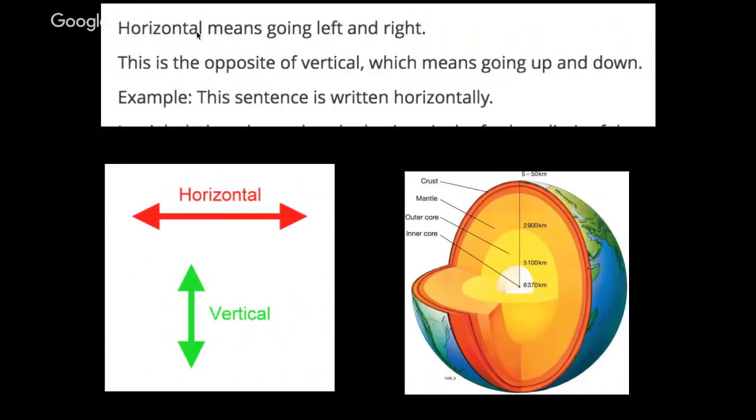Let me keep it moving. Horizontal means going left and right. This is the opposite of vertical, which means going up and down. That's why they never try to show you a three-dimensional earth, because you can't show a three-dimensional flat earth. That don't exist. Okay? How you gonna show a three-dimensional flat earth?